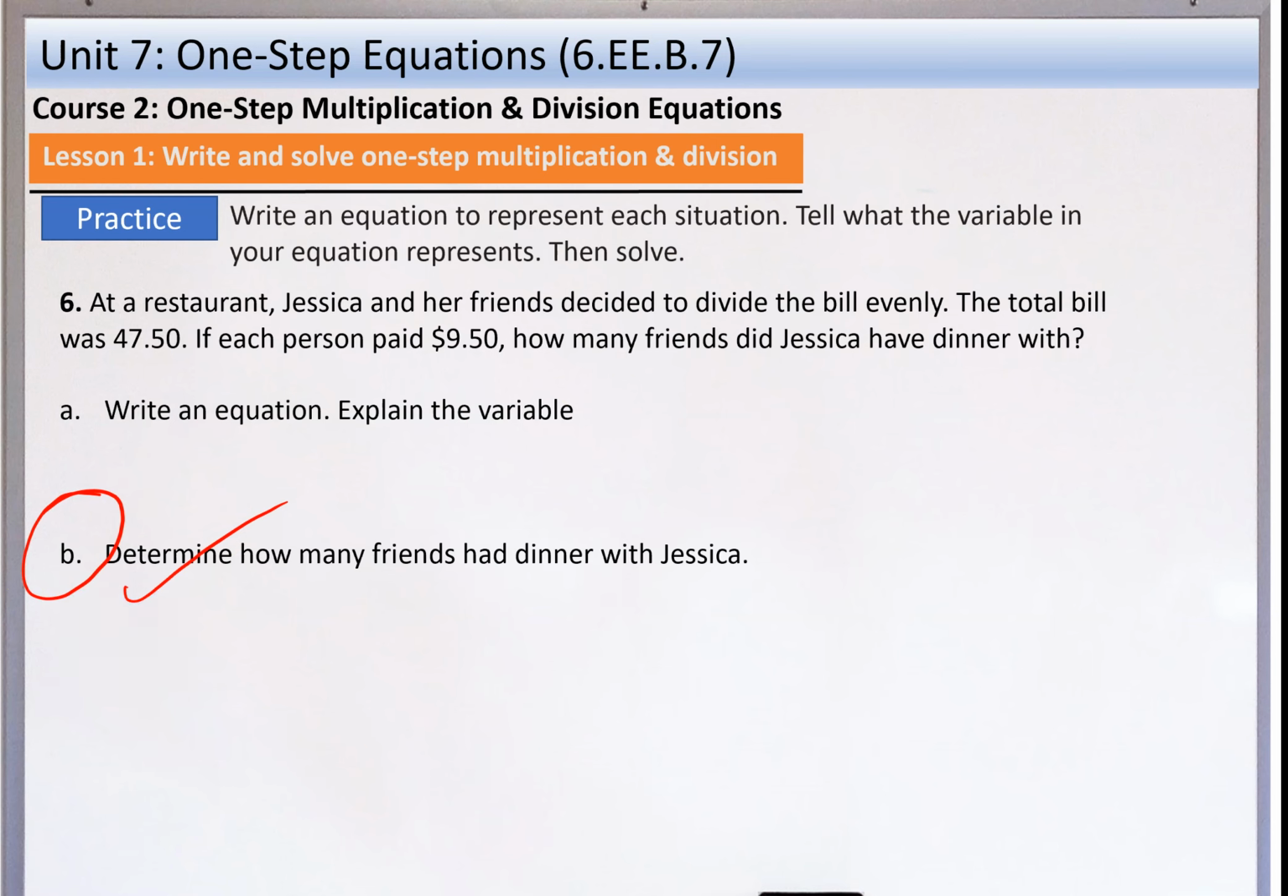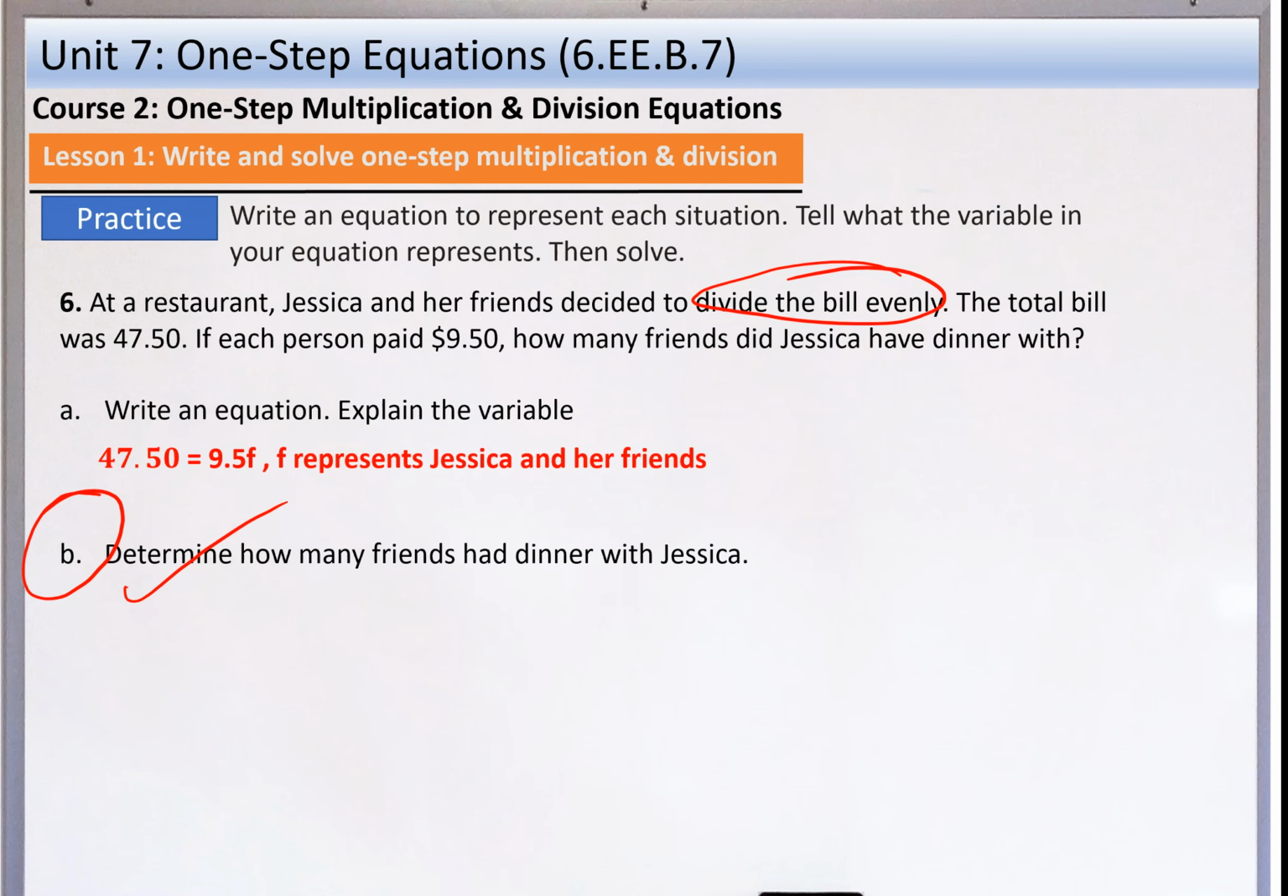Okay, at a restaurant, Jessica and her friends decided to divide the bill evenly. The total bill is $47.50. Each person paid $9.50. How many friends did Jessica have dinner with? So what's the equation? Well, $47.50 is equal to $9.50 times F, where F is the number of friends. It's Jessica and her friends.